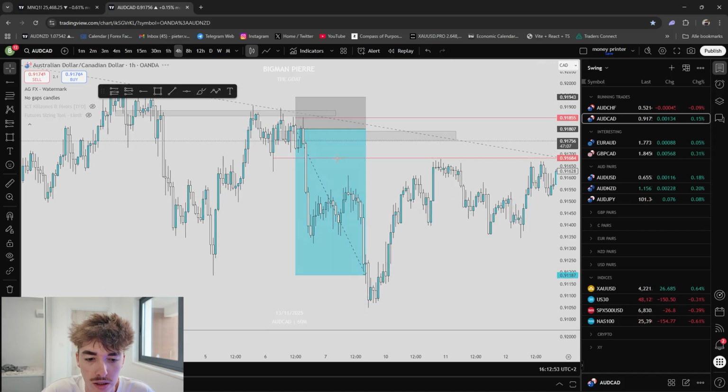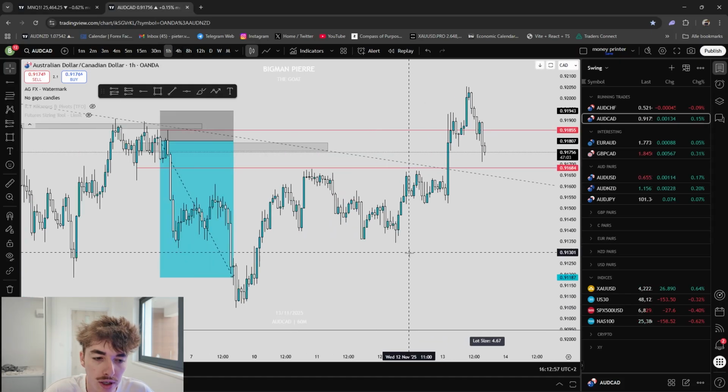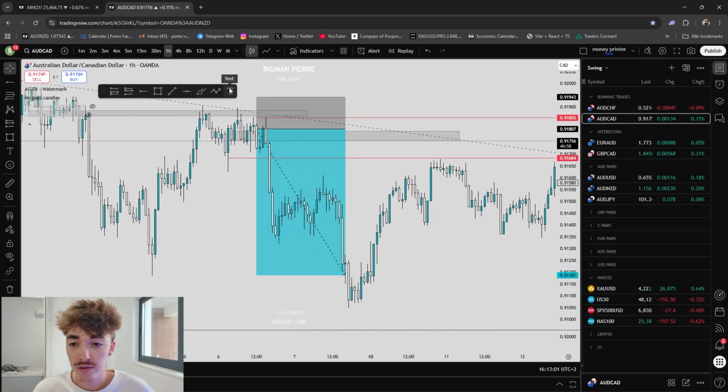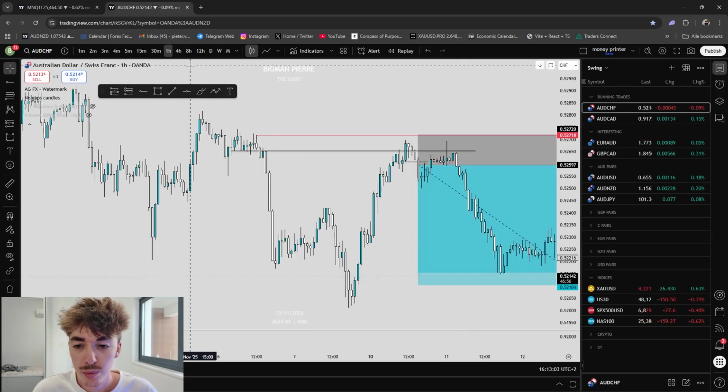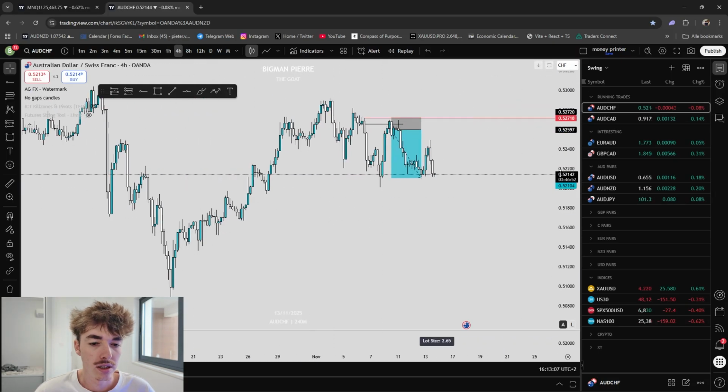Because this 1-hour candle and this 4-hour candle had super nice momentum, so I had a feeling that we were gonna smash this area. This is it for AUDCAD. Again guys, super similar trade on AUDCHF. As we can see, what do we have?